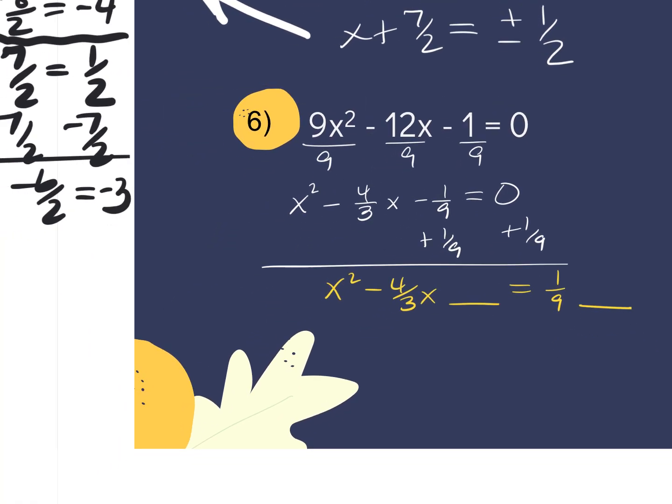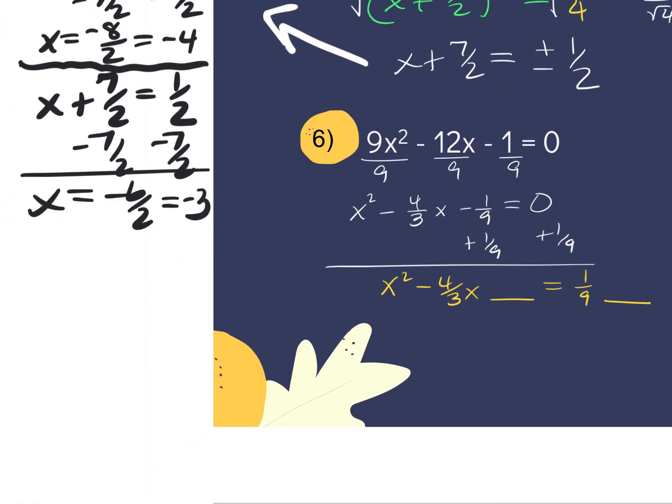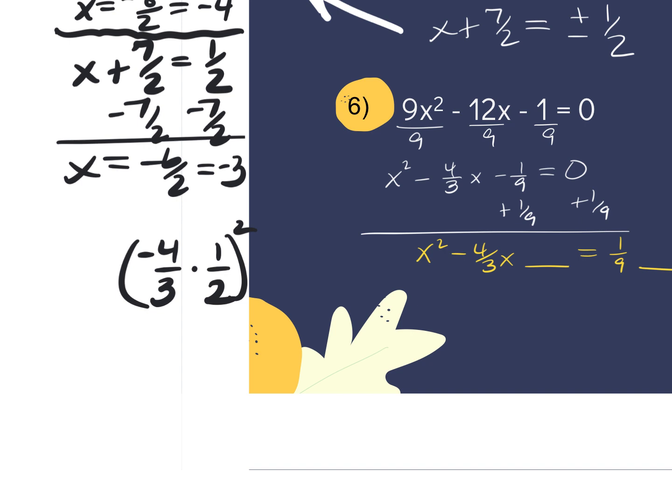Now, my b term is a fraction. So I am taking negative 4/3. I'm dividing it by 2. But if you realize that divide by 2 is the same thing as multiply by 1/2. So whenever my b term is a fraction, instead of saying divide by 2, I'm going to do multiply by 1/2. And then I'm going to square it. So then this will actually simplify.